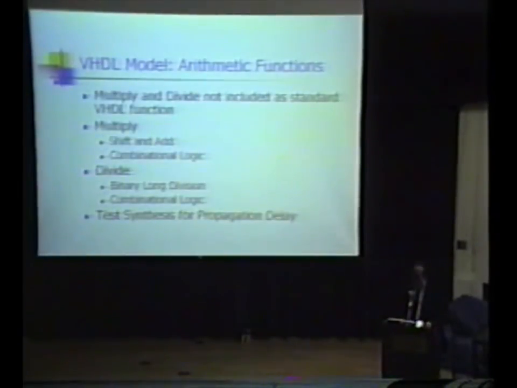In order to implement the mixing stage, a couple of functions were needed because they're not included as a standard VHDL function. The first one is a multiply, implemented using a shift and add algorithm, all in combinational logic for speed. The divide was a binary long division, also implemented in combinational logic for speed.